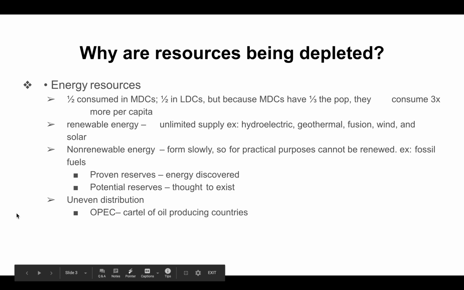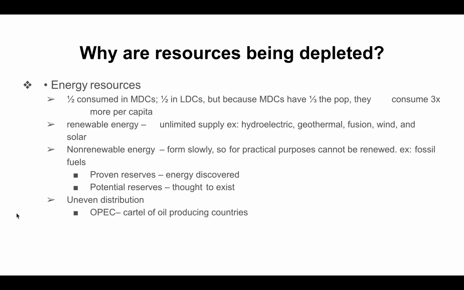Energy resources. Half is consumed by MDCs, half is consumed by LDCs. But remember, MDCs have a third of the population. They consume 3 times more per capita. Renewable energy is an unlimited supply. Examples of unlimited renewable energy would be hydroelectric energy. That's the oldest form of renewable energy, usually dams or involving water.